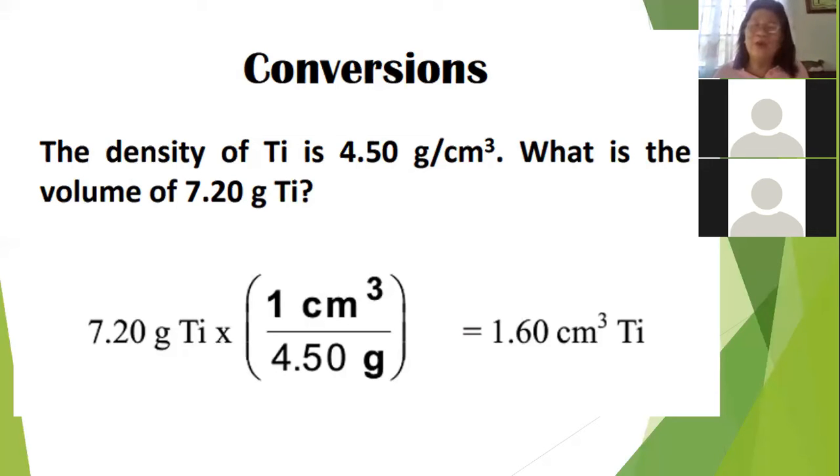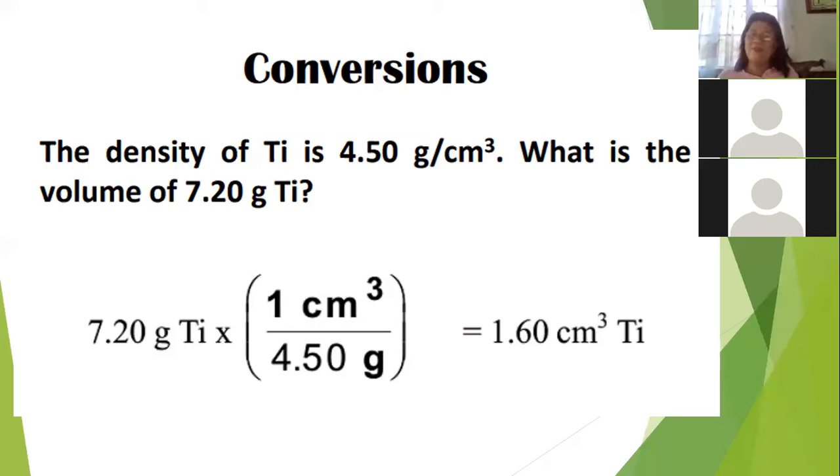Okay, so you have the density and you have the mass, right? So how are you going to get your formula? Density is equal to mass over volume. Since your unknown is the volume, cross multiply. Therefore, your volume is equal to the mass over the density.